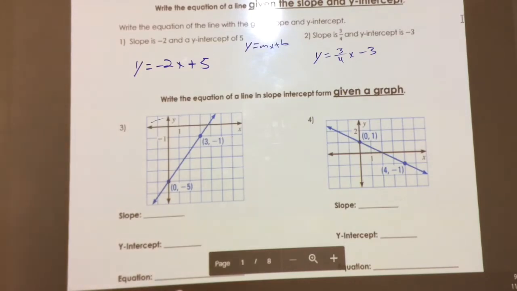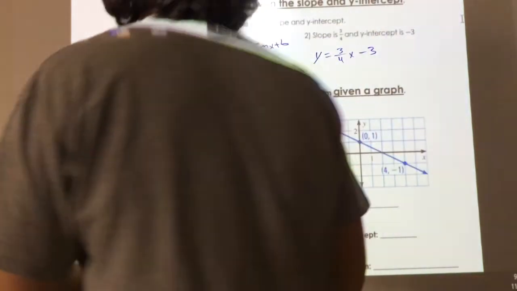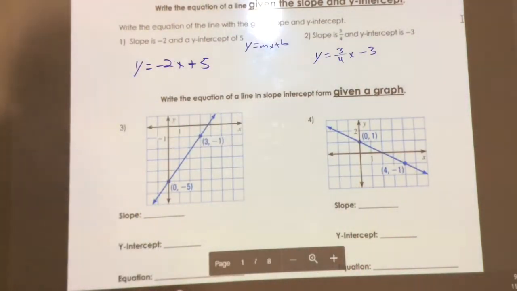Okay, 3 and 4. I'm giving you a graph on 3 and 4. In 3 and 4, we need to first find the slope, then find the y-intercept. Now, there are two ways to find the slope when you have a graph. Number 1 is we can just do some counting. Number 2, we can actually do the slope formula. Let's just do some counting for this one.